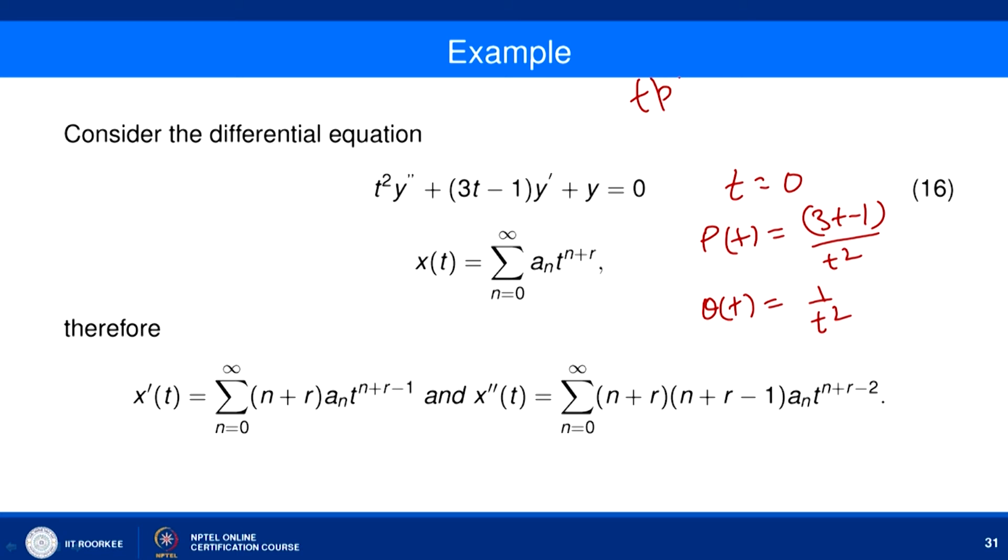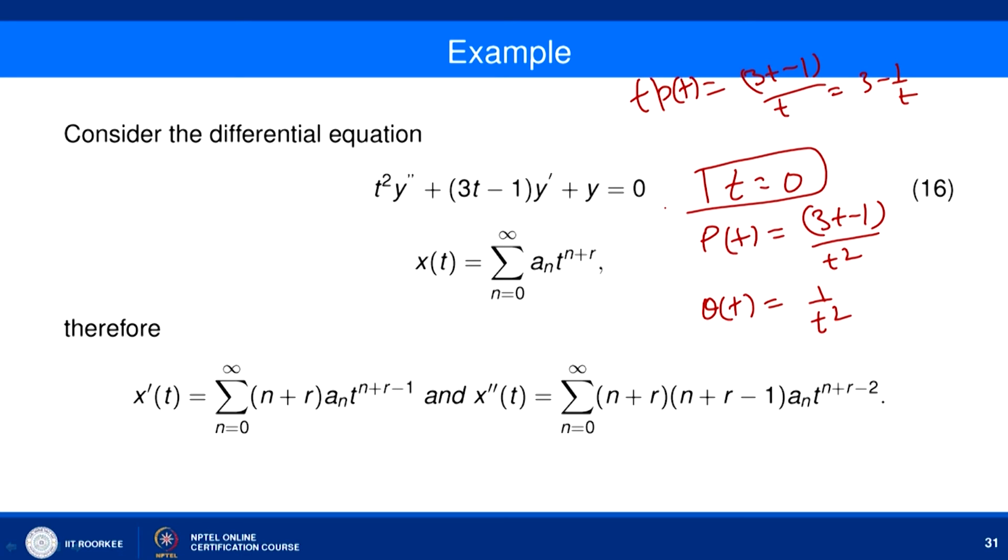So, look at t p(t). So, t p(t) is coming out to be (3t minus 1) divided by t, or you can say 3 minus 1 by t, and this is not an analytic function. So, it means that here t p(t) fails to be analytic. So, it means that t equal to 0 is a case of an irregular singular point, right.